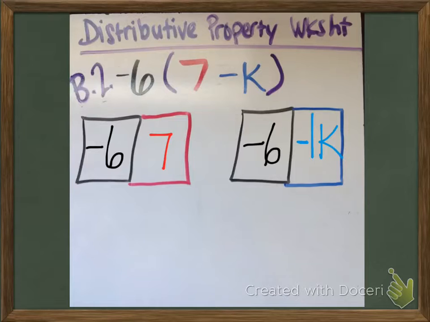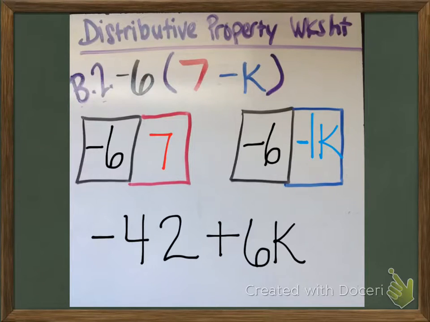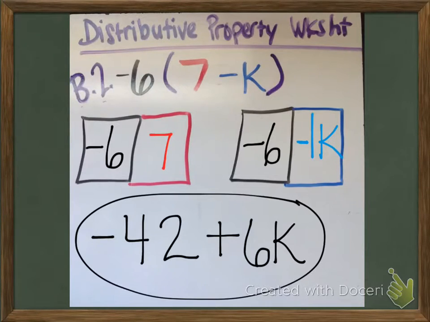Now solve it. A negative 6 times a positive 7, negative times a positive makes it a negative. 6 times 7 is 42. Then you have a negative 6 times a negative 1k. A negative times a negative is a positive. 6 times 1 is 6. And bring down your k. Your answer is negative 42 plus 6k.